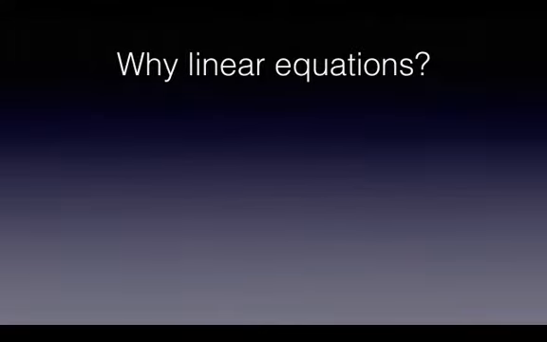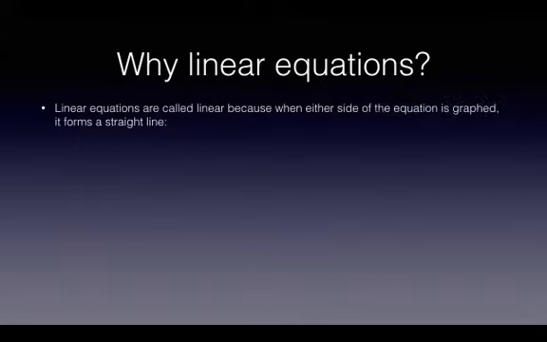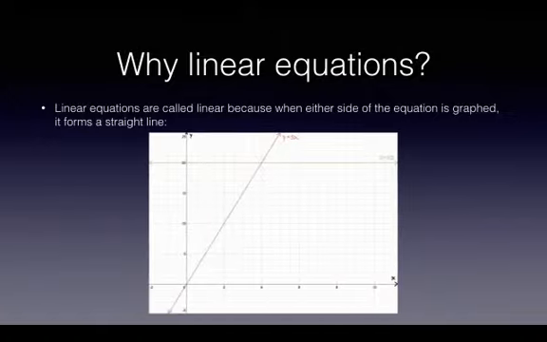All right, so moving on. Why linear equations? So first of all, linear equations are called linear equations because when either side of the equation is graphed, it forms a straight line. So check this out. Here, what I've done is I've graphed the 5x. Remember we're looking at 5x equals 20? Well, if we graph y equals 5x, then that makes a straight line. And if we graph y equals 20, this also makes a straight line. It's a horizontal line.